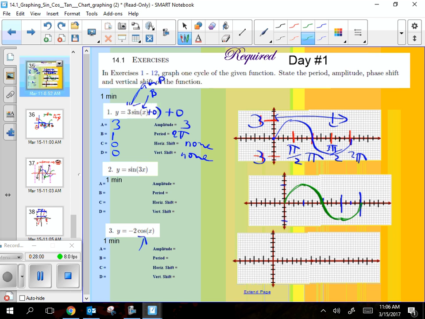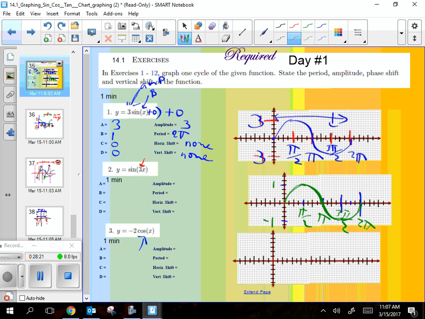So there's sine, and I should label this 1, negative 1. That's 2 pi. That's pi. That's pi over 2. That's 3 pi over 2. I strongly recommend you always start with the original and then go back and look and say, okay, let me think now. 3, what's that going to do?